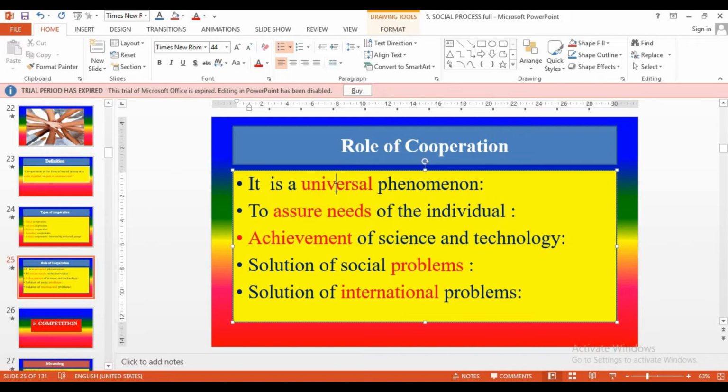Then solution of international problems. International means between the countries. For example, India and China, Pakistan and India, or global issues, global warming, climate change. These are the global international problems we can solve by cooperative social process. Hence, cooperation plays a fundamental role in the existence of society.